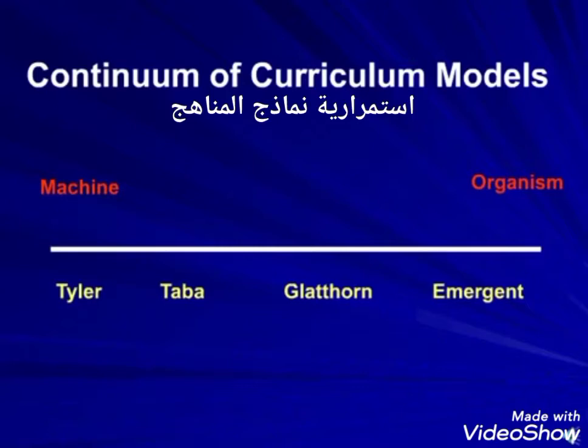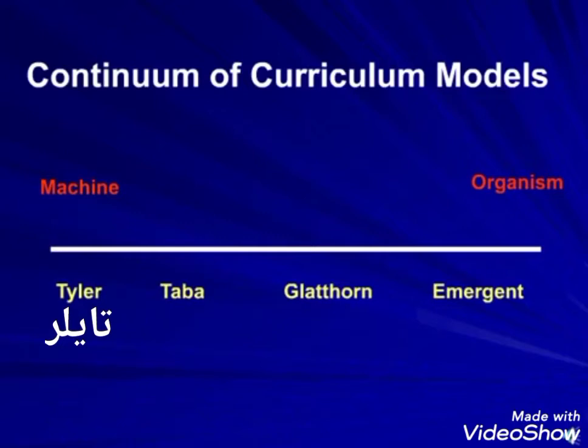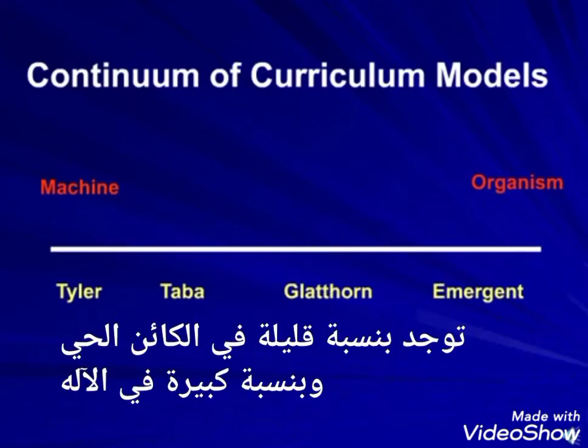Now, if we put these two metaphors on a continuum, the machine on one side and the organism on the other side, we can kind of see how the different theorists for curriculum development fall along this continuum. Ralph Tyler and Hilda Taba think of the curriculum more as a machine. Nathan Glatthorn and the more postmodern theorists or emergent curriculum theorists tend to view the curriculum as an organism. We'll look at each of these theorists in closer detail in this presentation.